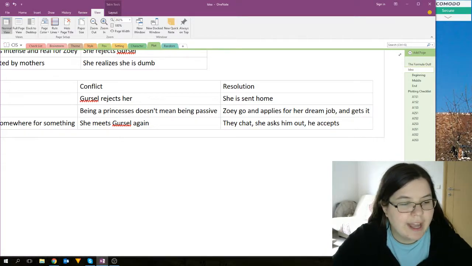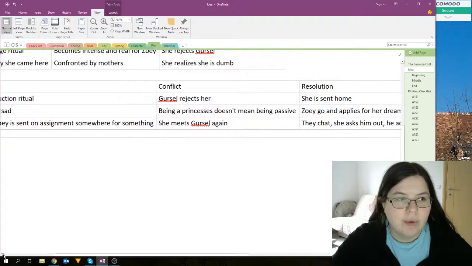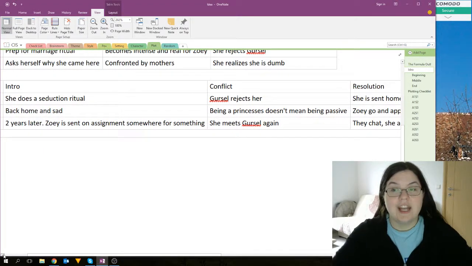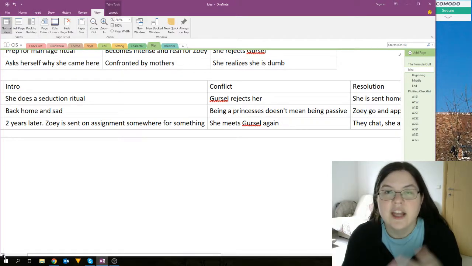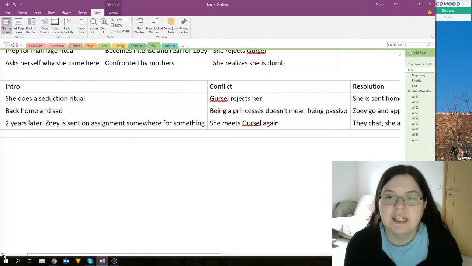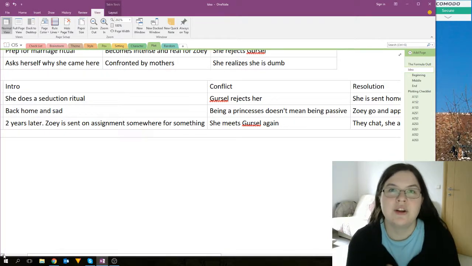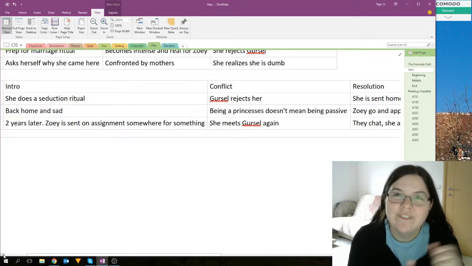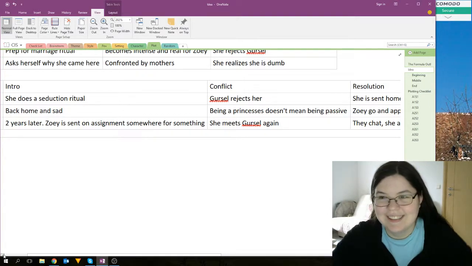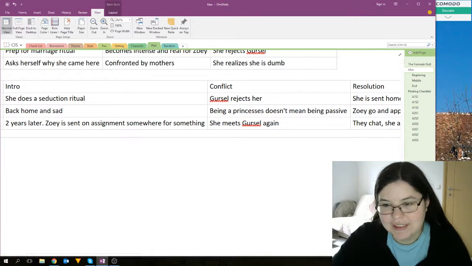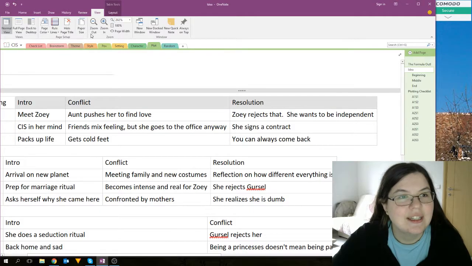And so the novel will end 2 years later when Zoe is sent on assignment for something somewhere, and she meets Giselle again. And they're both older, they're both mature, they both have successful careers, and they get to know one another again, and it ends on a happily for now type ending. So once I have this, let's go up a bit, and we'll zoom out.